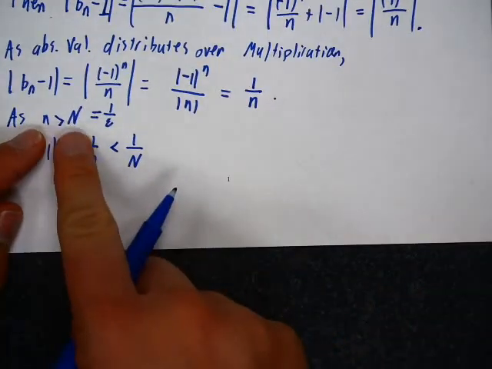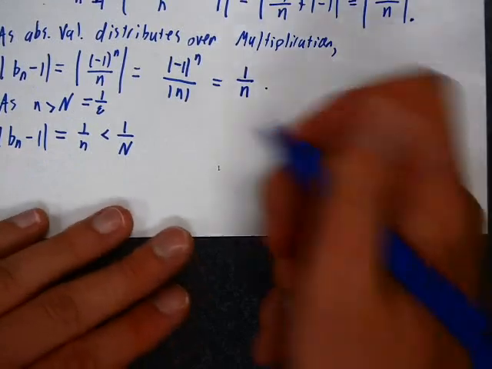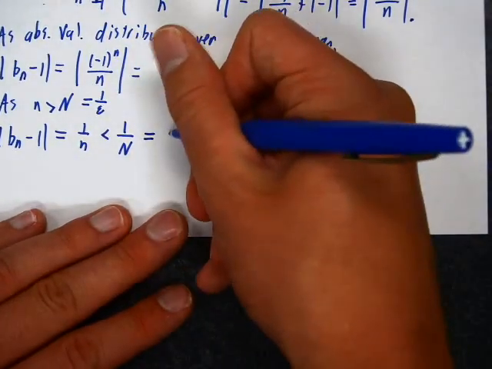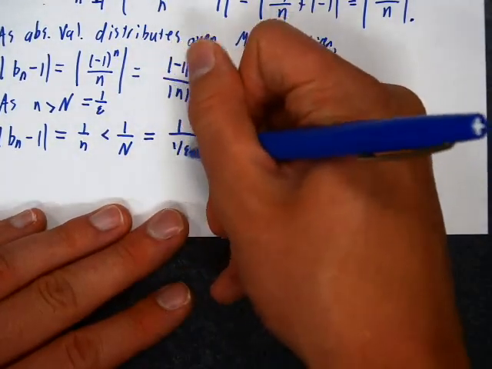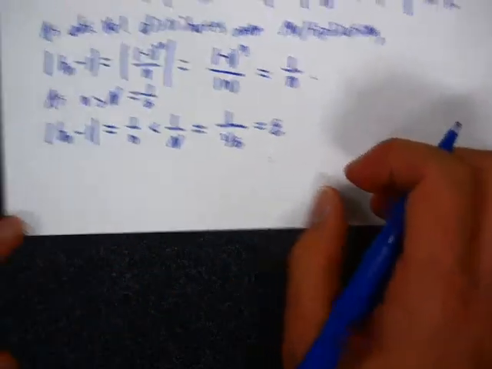Right, replacing that little n with big N replaces this denominator with something smaller, so this whole thing is bigger. That is equal to 1 over (1 over epsilon), which is equal to epsilon, exactly the way we chose it to be.